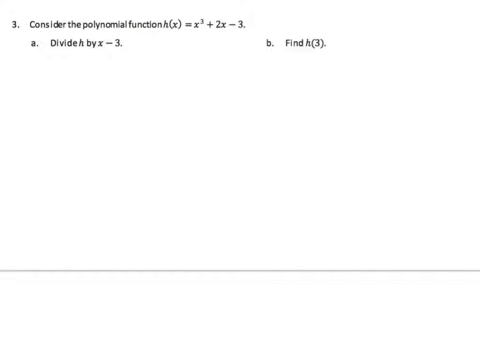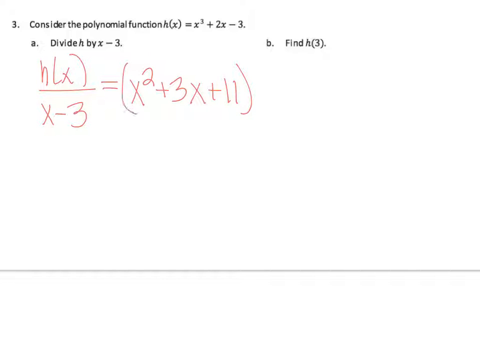Last one. Okay, we're not going to divide this one out. We're going to say h of x divided by x minus 3 with long division gives us the answer x squared plus 3x plus 11 plus 30 over x minus 3.